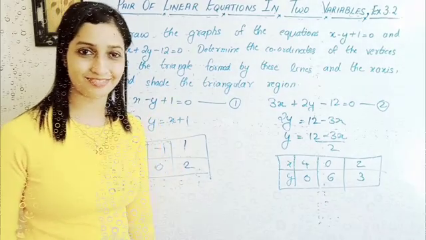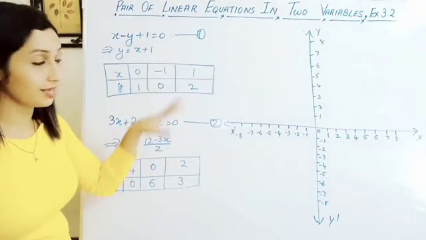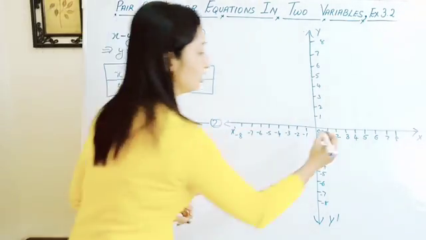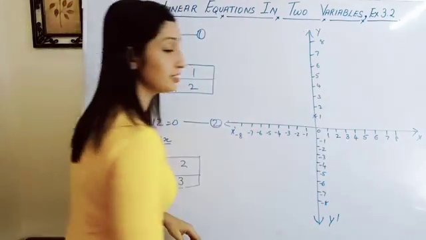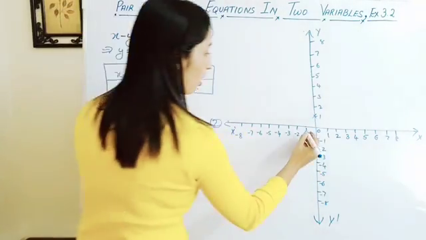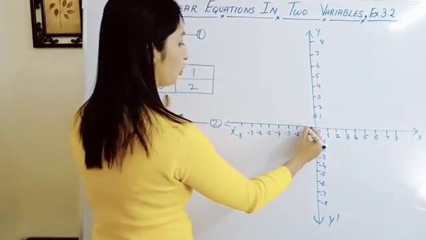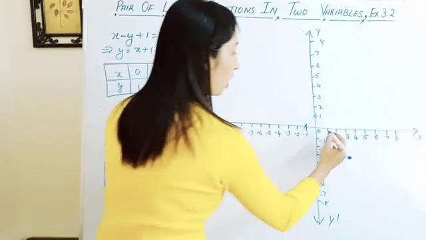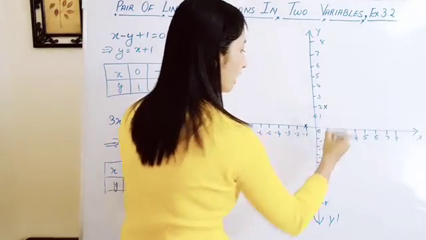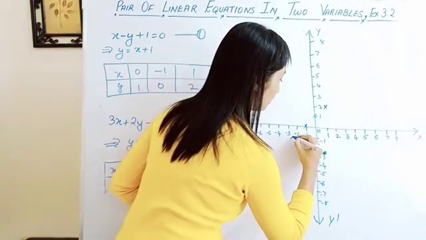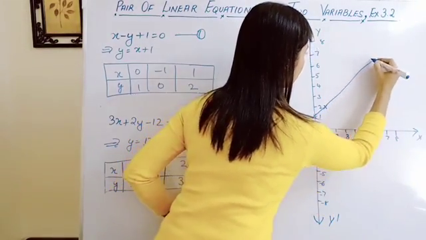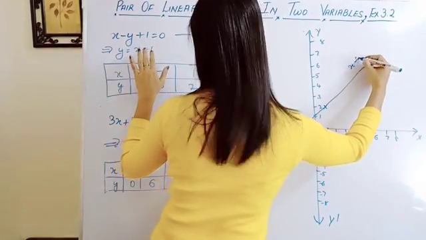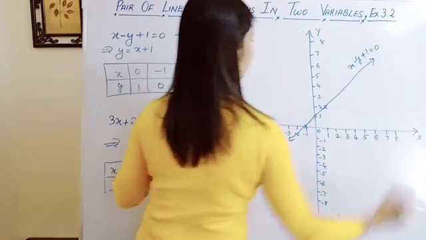Now let's plot the graph. So now I have written down the equations and the solution set. Our first point is 0, 1: 0 at x-axis and 1 at y-axis. This is the point minus 1, 0: minus 1 at x-axis and 0 at y-axis. Now the next point is 1, 2: 1 at x-axis and 2 at y-axis. Now let's join these points. So you get a straight line like this. And you name the equation as x minus y plus 1 equals 0.